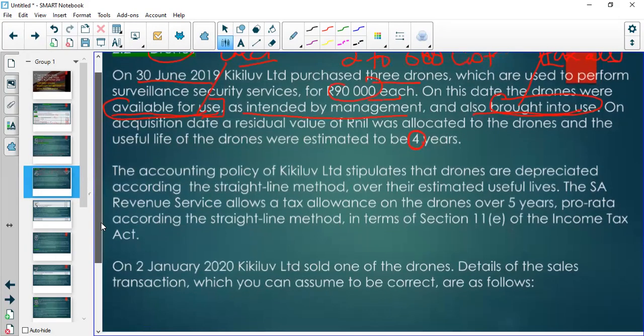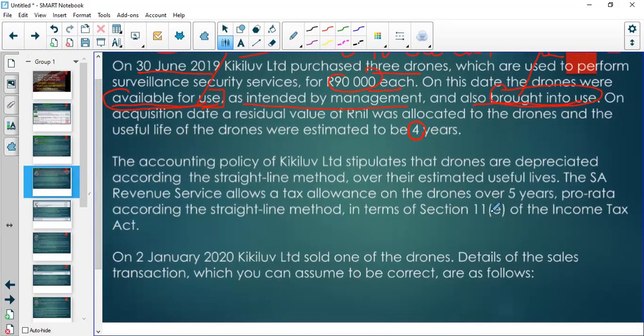Okay, so here's the story now which we need to pay attention to. The South African Revenue Service allows a tax allowance over 5 years, and we're going to calculate depreciation over 4 years, but SARS is going to calculate their wear and tear over 5 years. So as you can see there's going to be a timing difference, because you're going to calculate depreciation this year, SARS is going to calculate its own tax depreciation this year. Then the amounts are going to be temporarily different. So that's a temporary difference as a matter of time. This is 4 years, this is 5 years.